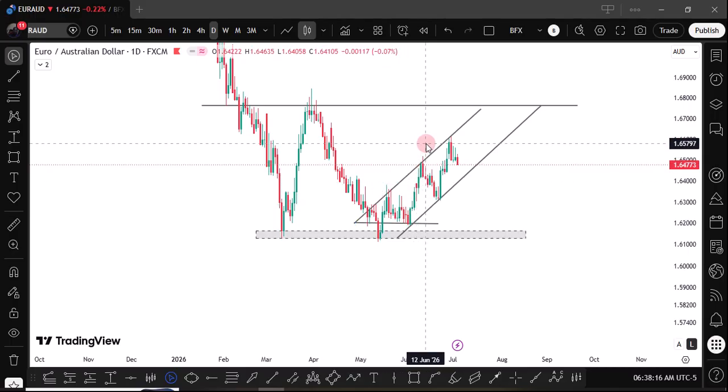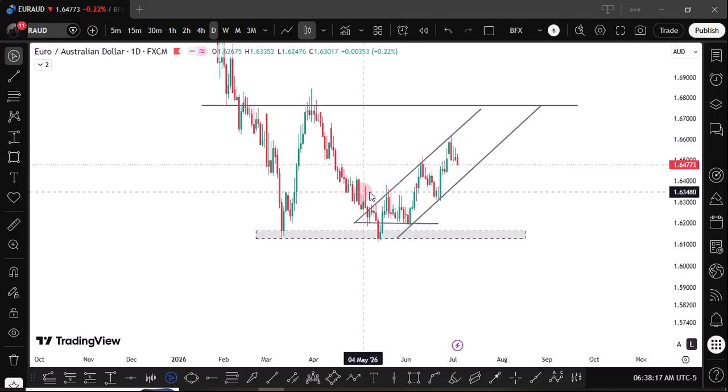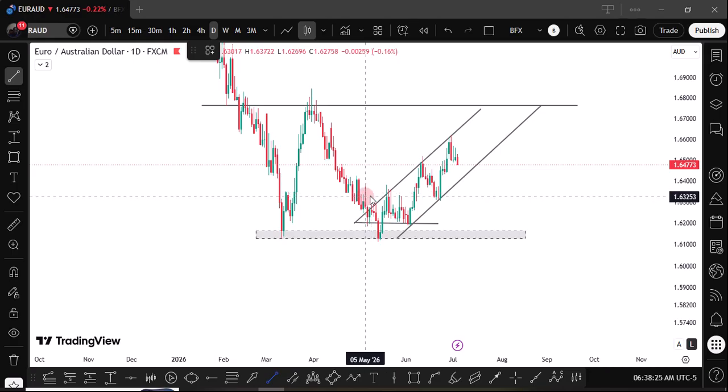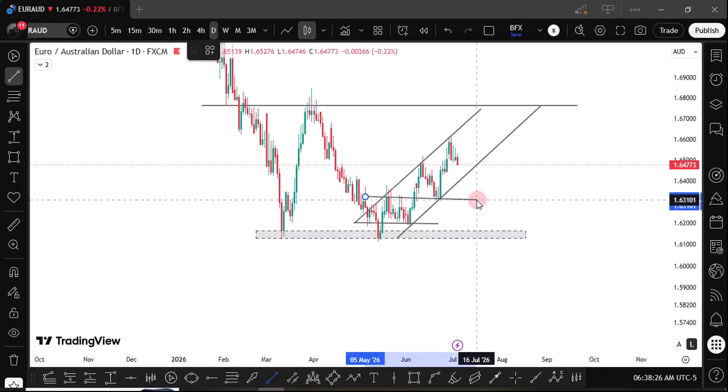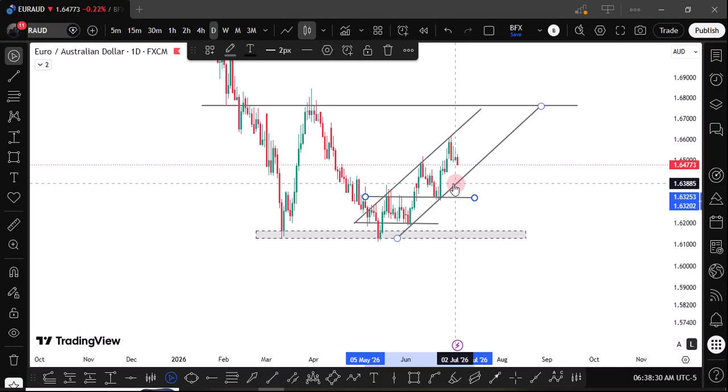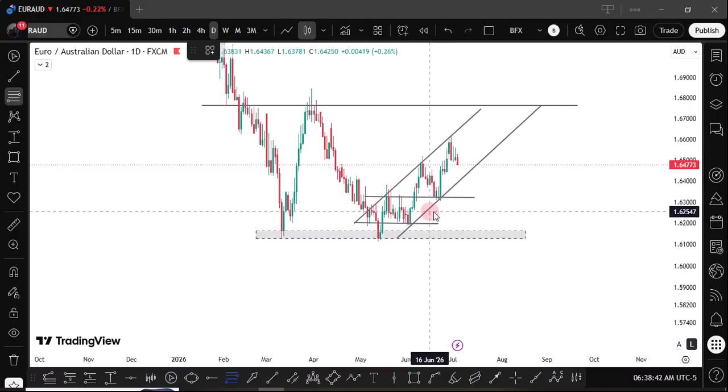So after shooting to the upside, you can see another area here. You can see another area here. There's another area. Price coming back, and this is a very good confluence around here. Let me see if I want to check, okay.